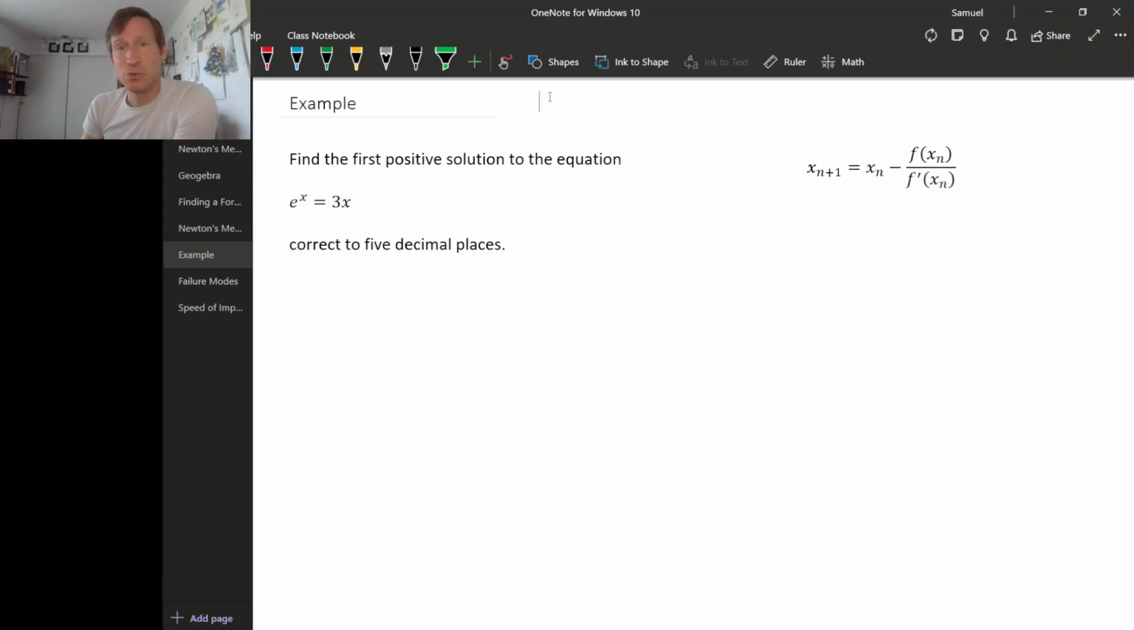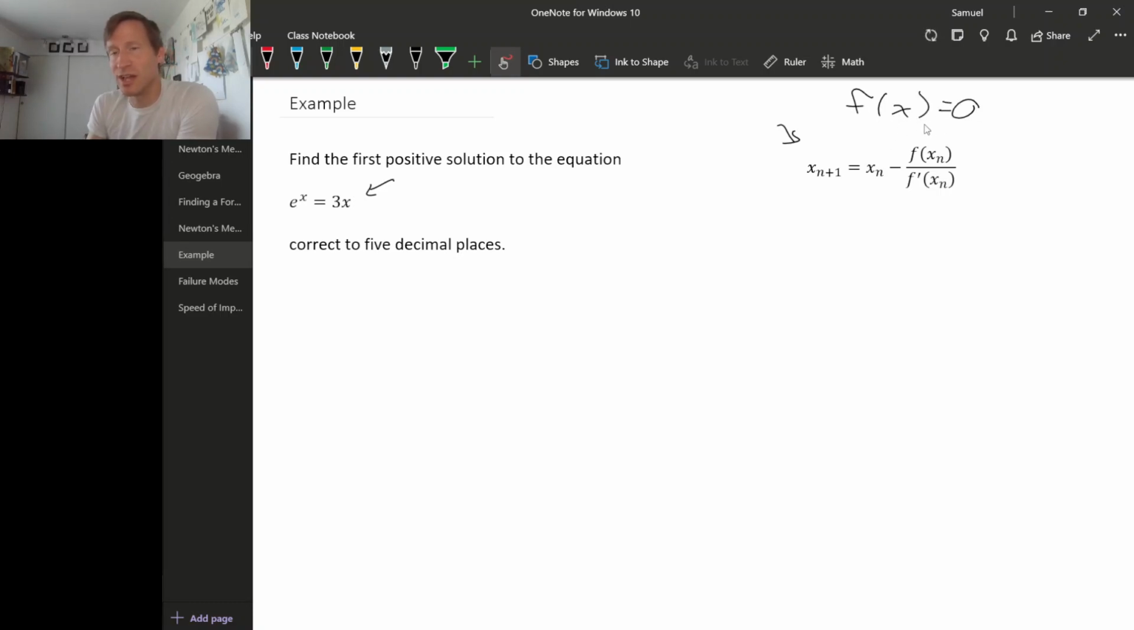Let's see how Newton's method works out in an example. So let's see if we can find the first positive solution to this equation, e to the x equals 3x, correct to 5 decimal places. Well, remember, here's the formula for Newton's method, but remember that what Newton's method finds approximate solutions to is an equation that looks like f of x equals 0.